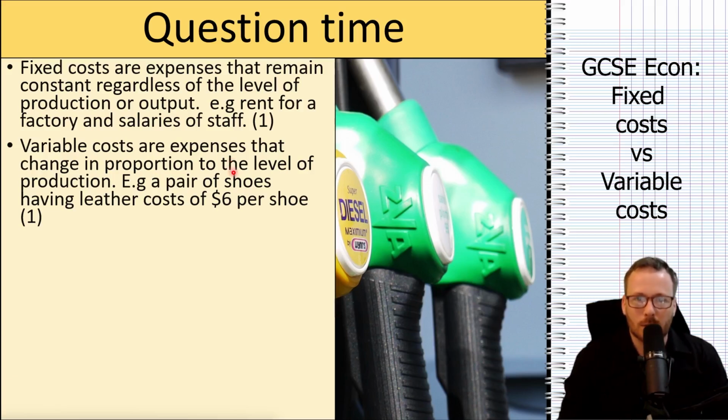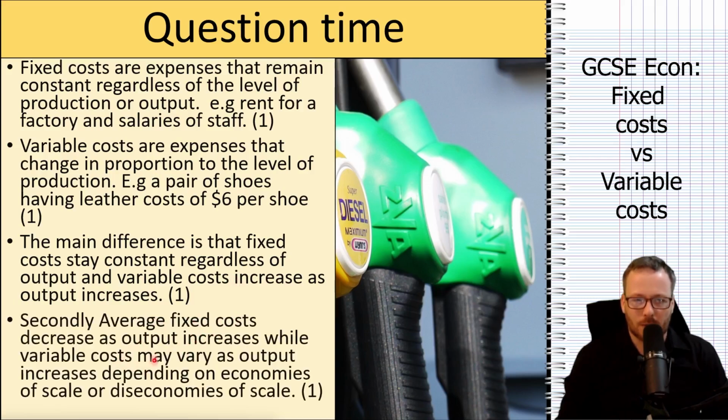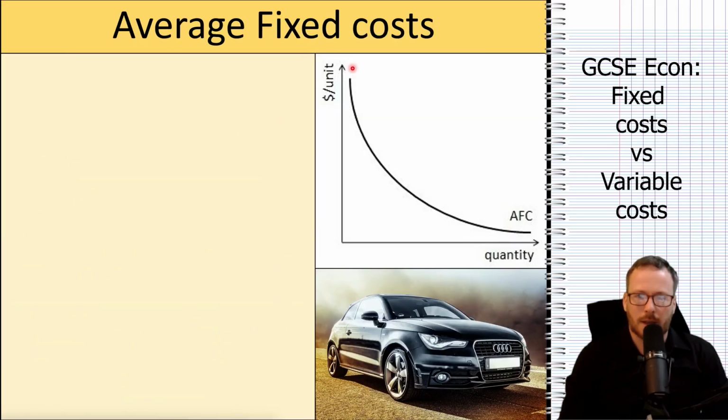So let's look at 2 differences. The first one, fixed costs are going to stay constant. Doesn't matter how much output there is, they're going to stay the same. But variable costs increase as output increases. You've got to keep buying more leather for shoes. Another difference, average fixed cost decreases as output increases, because the more you produce, you divide the total fixed costs by that output, as we saw in that graph before. Let me quickly just go back to that. Here it is. As we produce more, average fixed costs go down.